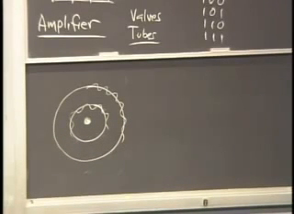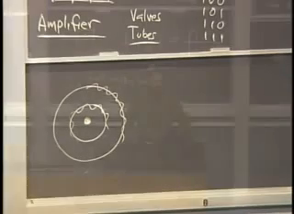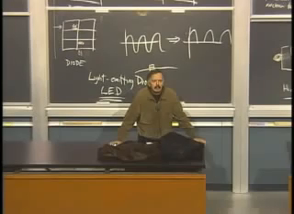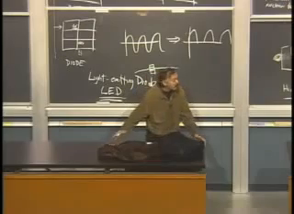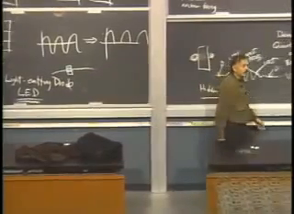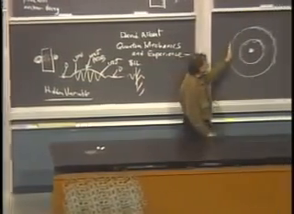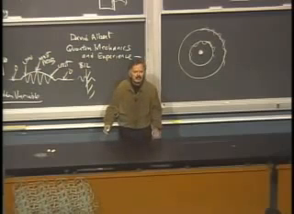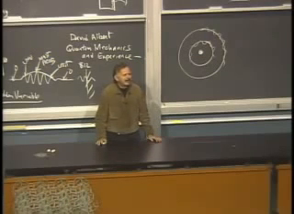Could the electron be in both orbits at the same time? Those of you who have studied quantum mechanics probably have an opinion on this. After all, we get light emitted when it jumps from one orbit to another, right? Could it be here and here at the same time? They have different energies. How could it be in both of them at the same time?